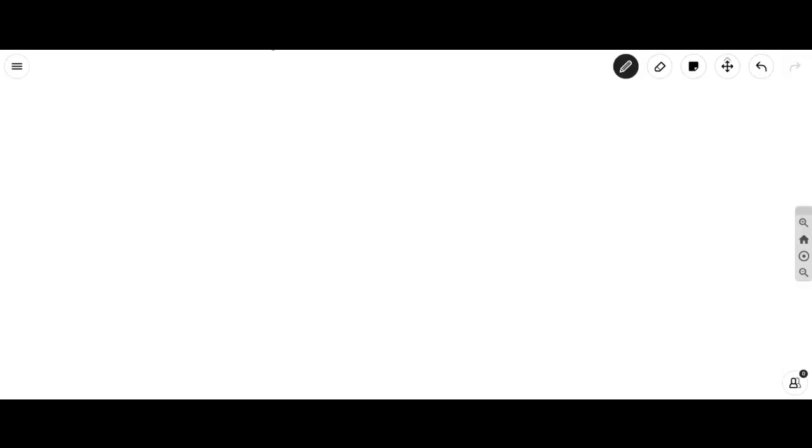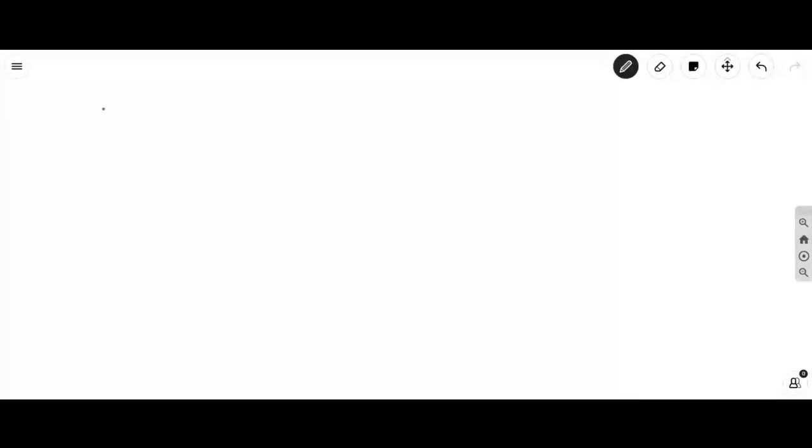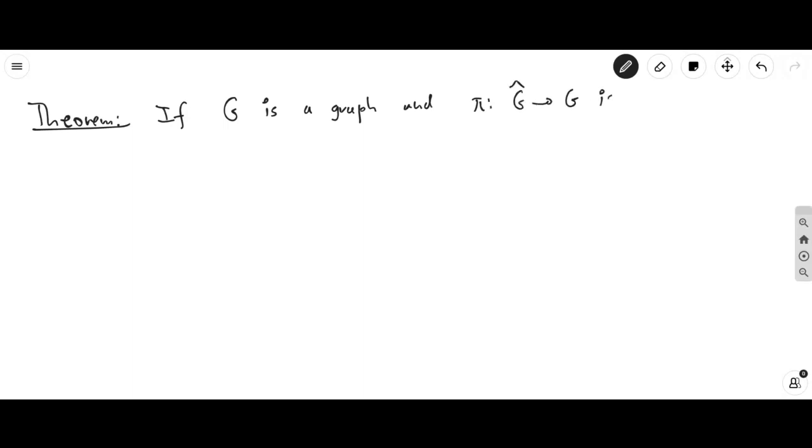So now let's talk about covering spaces. Now here's a very nice result. Let's write this as a theorem. If G is a graph and pi, let's say from G hat to G, is a covering map, then G hat is also a graph. So that's fairly interesting. It says that the covering spaces of graphs are graphs again.